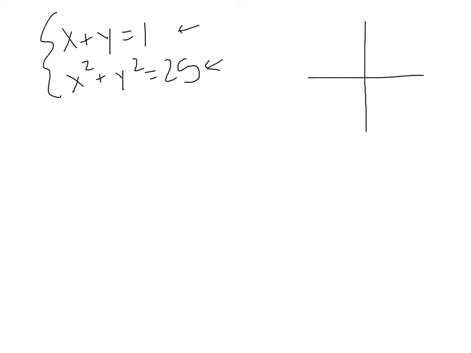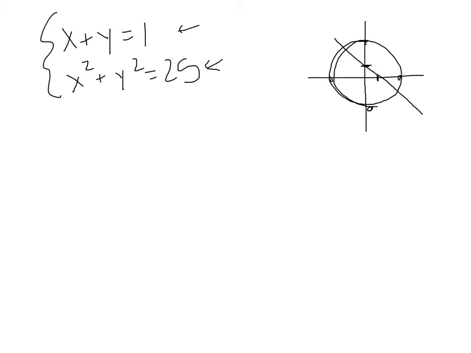We know that our circle is going to go out 5 from the origin. And we know that our line, we can use our intercepts if we want. We would have an x-intercept and a y-intercept of 1. So there's the sketch of our line. So we're going to be looking for 2 solutions for this problem.